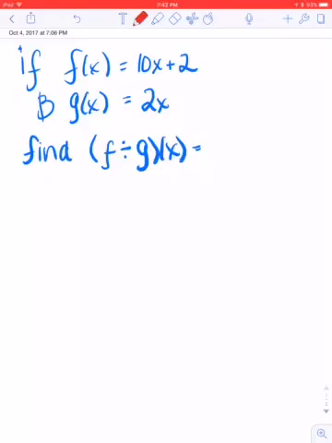Hi guys, I promised tonight that I would send you something on the division with functions rule that we kind of went over today, again in our Plickers, but this is the one that people kind of struggled with.